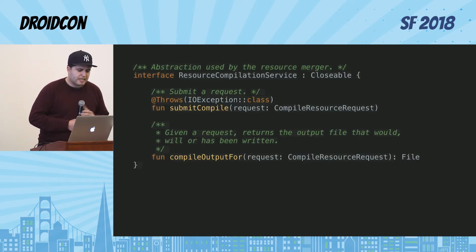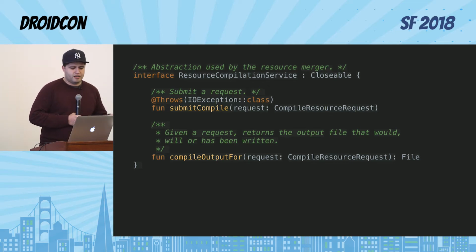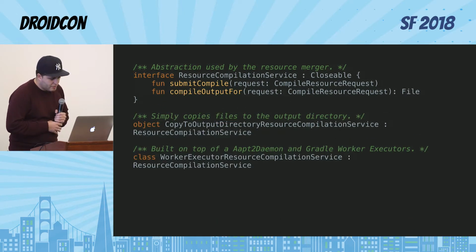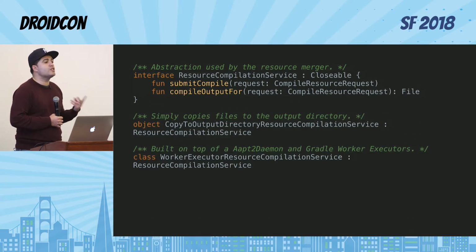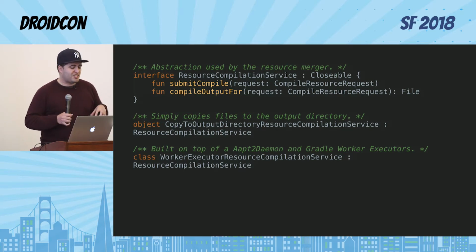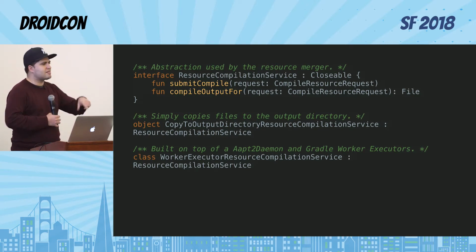So we look at this, it's an interface, and we see that it has 2 methods. It has a submit compile and a compile output for it. What is that? Well, it's an interface, so we can look at all its subclasses, and we'll see right away that 2 subclasses jump out: a resource compilation service that just copies files around, and another one that works with the AAPT2 daemon and Gradle worker. So that seems a lot more interesting.